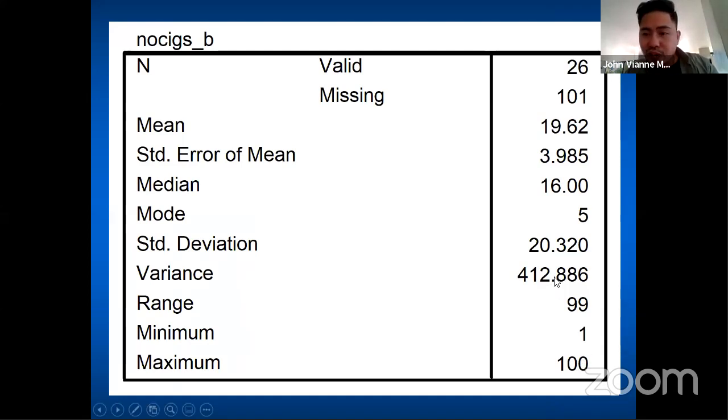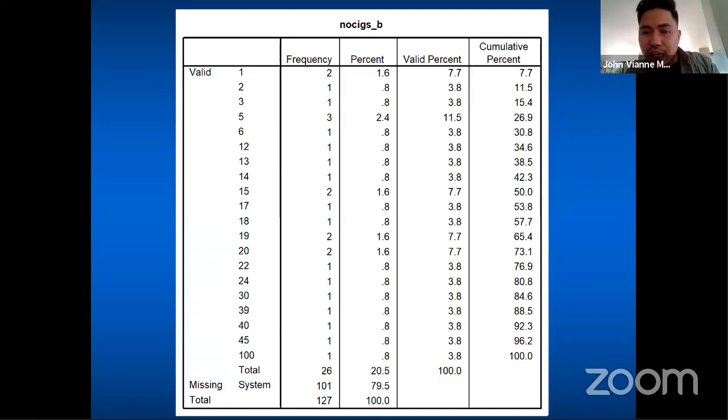Having a standard deviation of 20.32 is already very large. That gives us an idea that the responses might range from very small to very large values. Imagine from 1, 2, 3, 4, 5, 6, it immediately jumps to 12, then to 45, then 50s, 60s, 70s, 80s, 90s, and 100. So it can cause us to have a very large standard deviation.